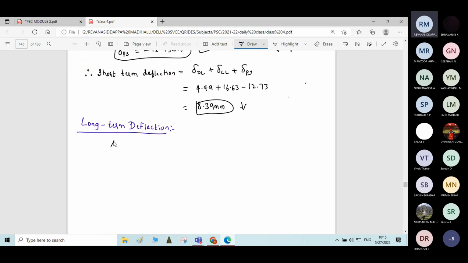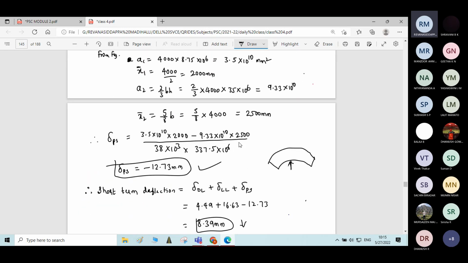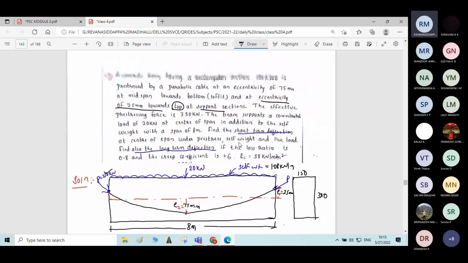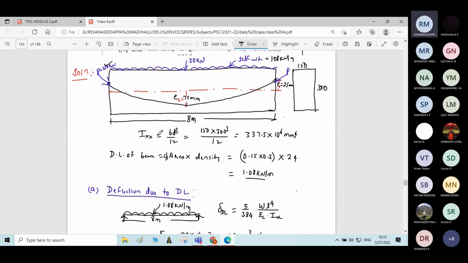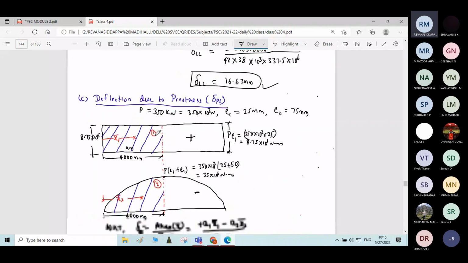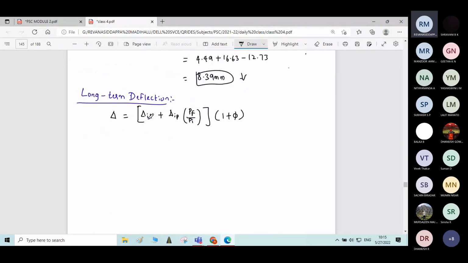Delta is equal to delta IL plus delta IP into PF by PI, which means final pre-stress divided by initial pre-stress, into 1 plus pi. Okay, now we just go through the problem. Loss ratio is given as 0.8 and creep coefficient is given as 1.6. First we will find one by one.